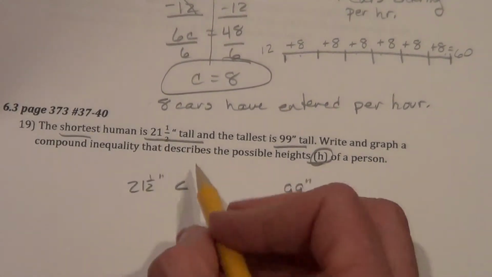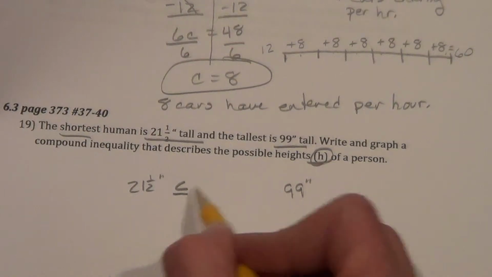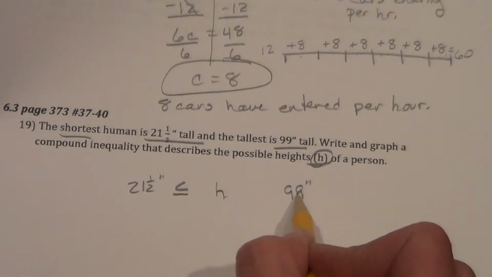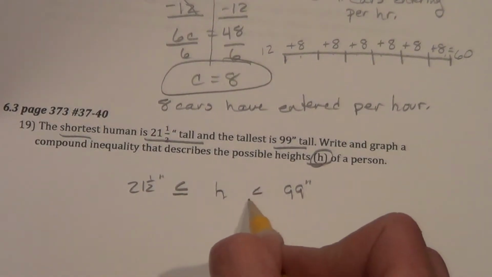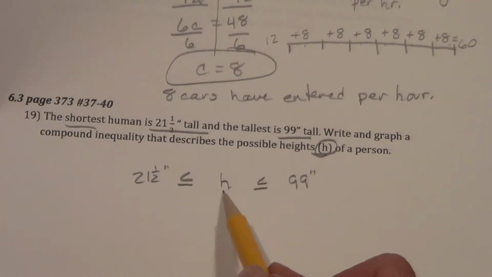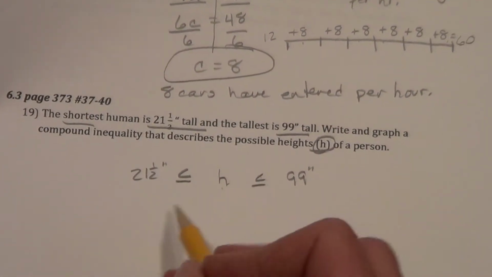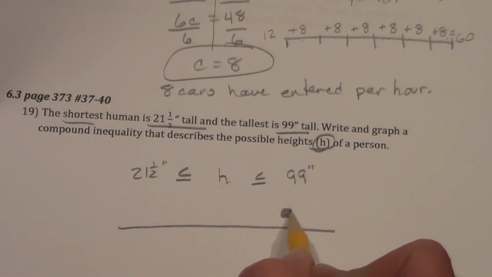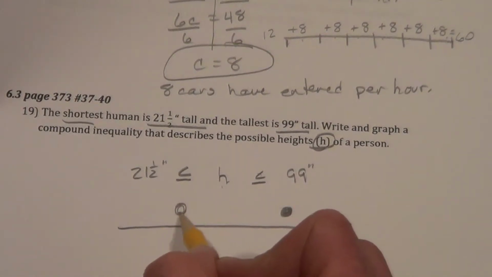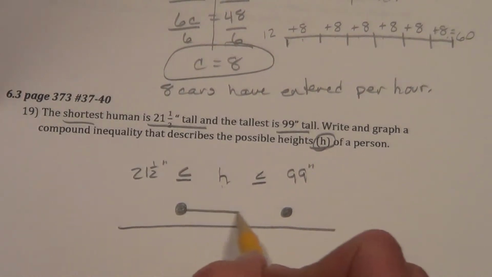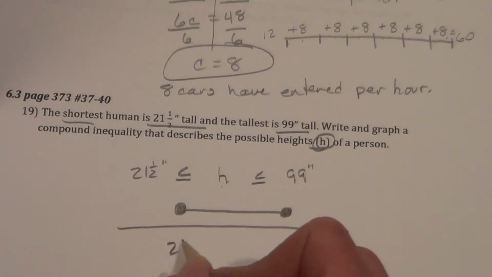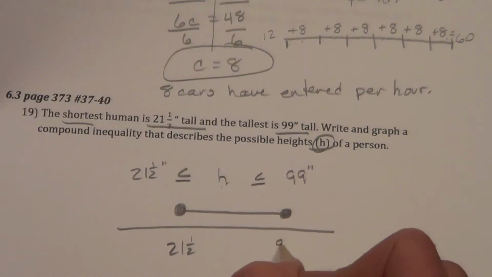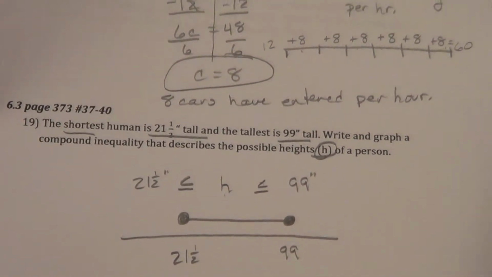Well, if this is the shortest, then there is a human equal to that. If this is the tallest, there is a human equal to that. And this is the height of the humans. Yeah, it says to graph. So I simply put a filled in dot there, a filled in dot there. It's a compound connection. Now I just write the numbers underneath. And that's it.